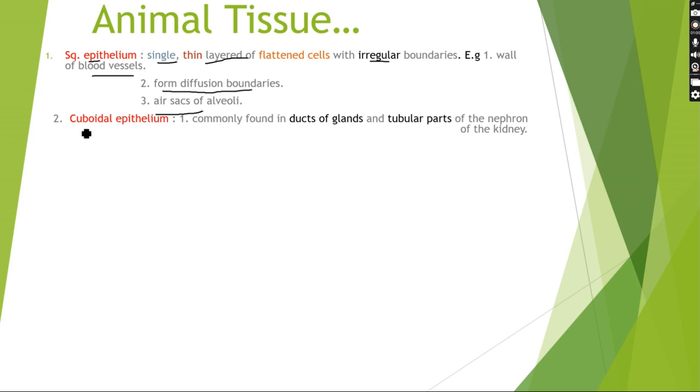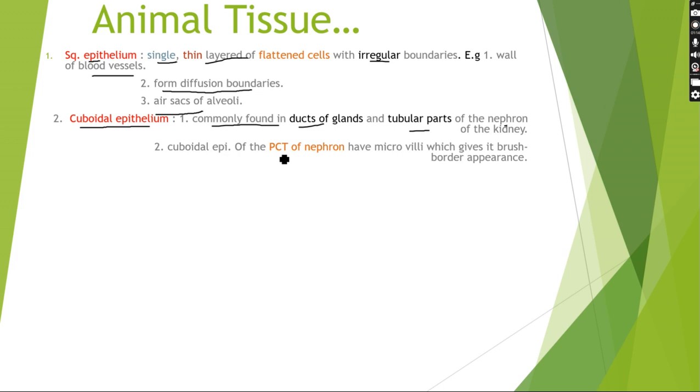Then next point, cuboidal epithelium. Simple cuboidal epithelium. क्या point है इसमें? It is commonly found in the duct of the glands and tubular part of the nephron of the kidney. And then cuboidal epithelium of the PCT of nephron. PCT means proximal convoluted tubule of the nephron have a microvilli which gives it a brush border appearance. Okay. And then this brush border appearance finally क्या करता है? Increases absorption.